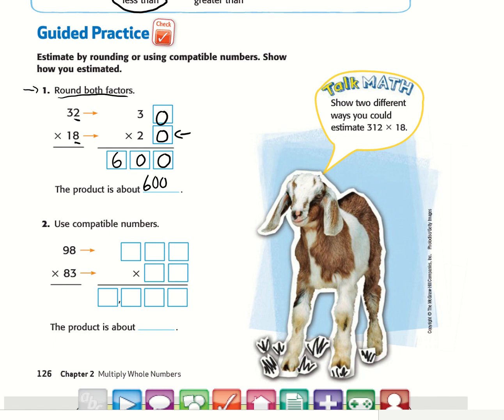Now use compatible numbers. So 98, a good compatible number close to 98 is going to be 100. And then 83, a good number, when I end with zeros, those always make it easy. So since there's a 0 here, I can transfer a 0 right down here. Now I multiply. 8 times 0 is 0, 8 times 0 is 0, 8 times 1 is 8, so 8,000.